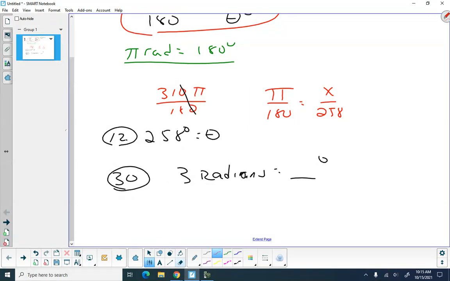So once again, we can go back to our proportion and sub in our number of radians. And once again, if you haven't done it, you should be doing it. So we have pi over 180 equals x number of radians over theta degrees. Well, you're given 3 radians. So I substitute in my 3 radians, equals theta degrees. Once again, we are solving a proportion.